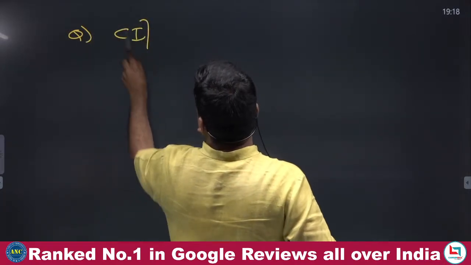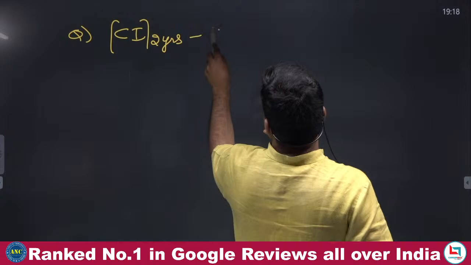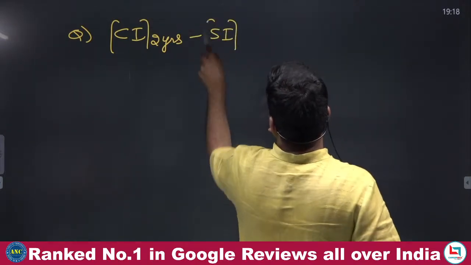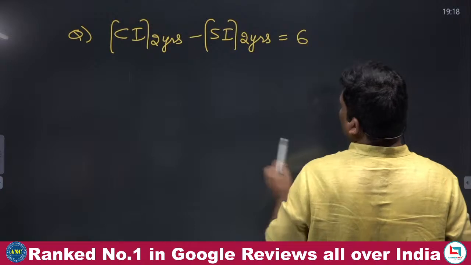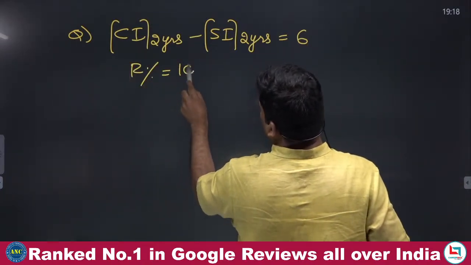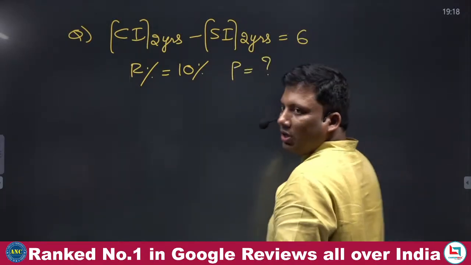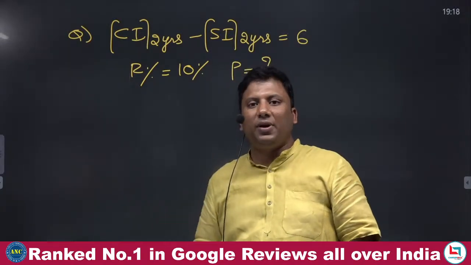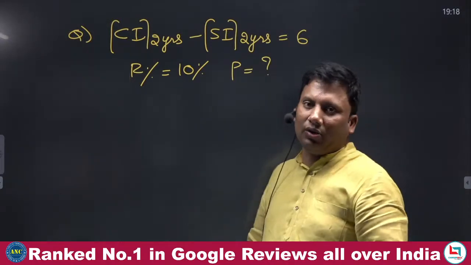CI for 2 years minus SI for 2 years is 6. R percentage is 10%. Find the principal. We can use this concept to find out P.